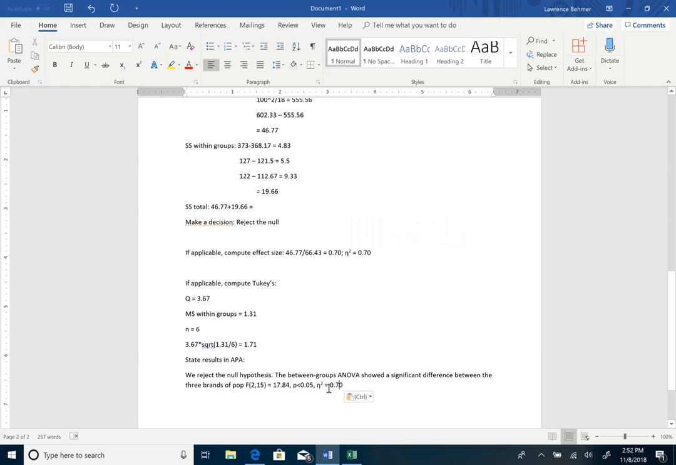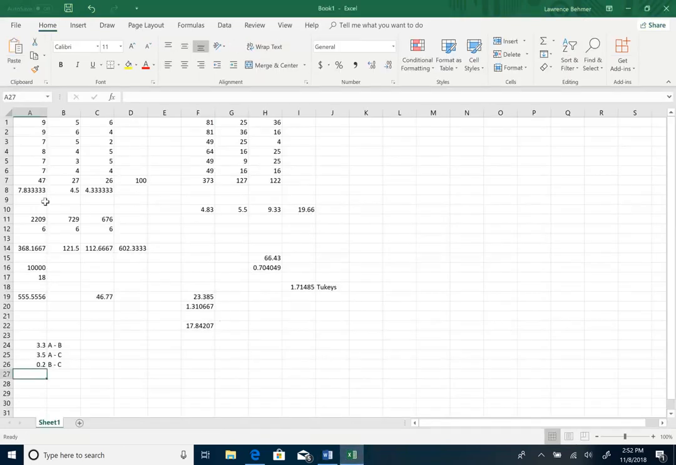And I'm going to be sort of anal retentive about this. p should be in italics, and F should be in italics. And then this is followed by a period. And so remember what I told you before, we want to go ahead and do our little descriptive sentence about where our differences are. We're going to need our standard deviations for that.